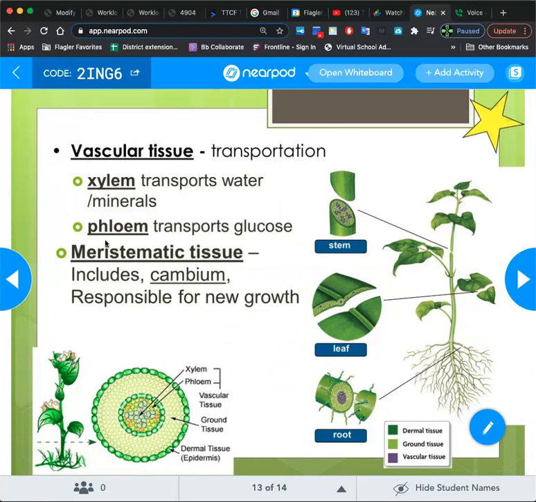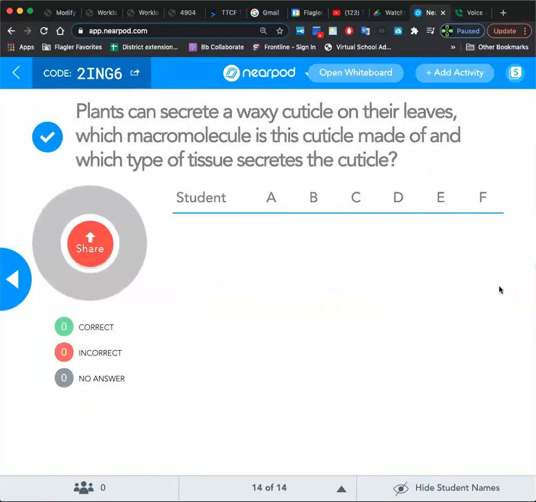Okay? And then on top of that, you also have the meristematic tissue, which includes the cambium. This is basically new growth of the plant. These tend to be on the ends, and they can turn into any tissue type it needs to, almost like human stem cells.